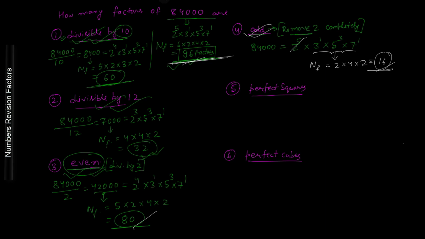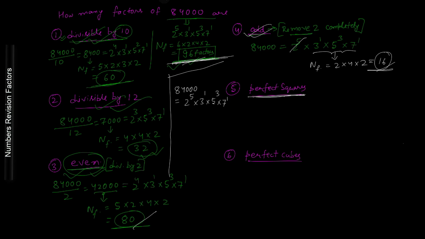Now comes a very interesting situation, and that is something that you have to be really careful. How many factors of 84,000 are perfect squares? How do we go about it? First, let's understand the question. Out of 96 factors, how many are perfect squares? This is what we want, right? I'll write here. Look at this closely. The correct factorized form of 84,000 is equal to 2 to the power 5 into 3 to the power 1 into 5 to the power 3 into 7 to the power 1.